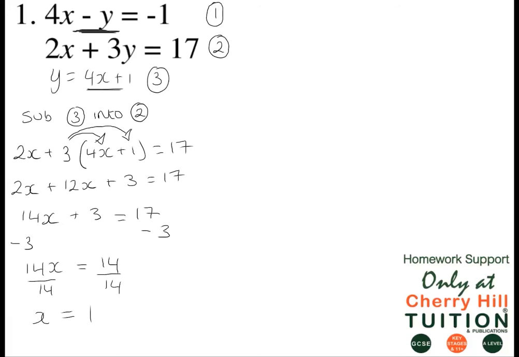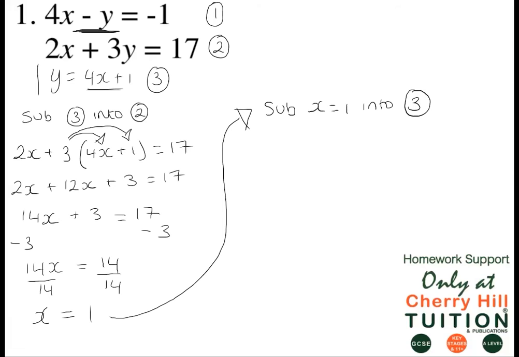Okay, so now that we have x, we can now substitute. So let's just go over here so we have some more space. So now we can substitute x is equal to 1 into equation 3. Okay, and this is equation 3 here. So y is equal to 4x, x is 1, plus 1, and y is therefore equal to 5. Okay, so we have now solved for x and y.